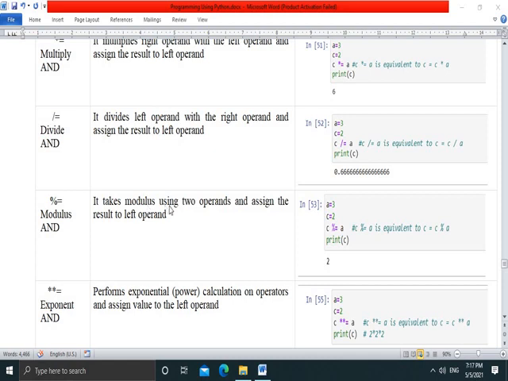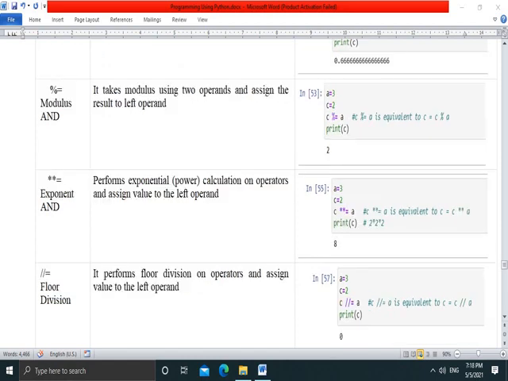Modulo equal to, modulo AND. It takes the modulus using two operands and assigns the result to the left operand. Means c modulo equal to a, then it performs c modulo a, means 2 modulo 3. In this modulus, the answer is in fractional point, so this type of answer is not calculated. 2 is written as a remainder.